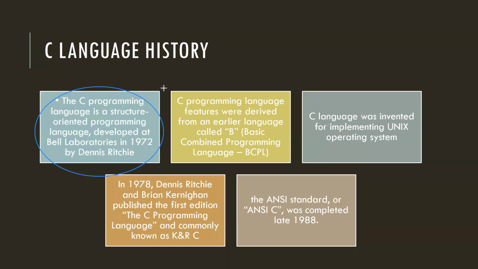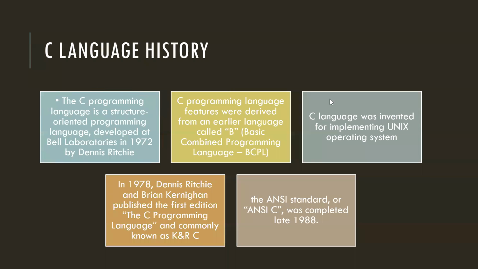structure-oriented programming language developed at Bell Laboratories in 1972 by Dennis Ritchie. And it was further improved on with its features being derived from an earlier language called B, or Basic Combined Programming Language, which is the one that is called BCPL as its acronym. So Basic Combined Programming Language.